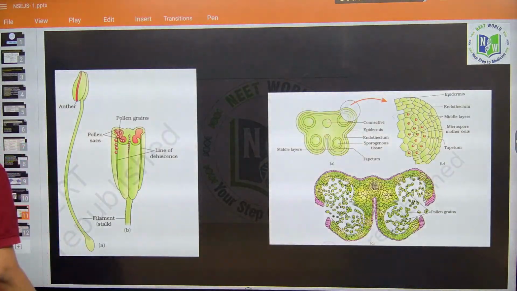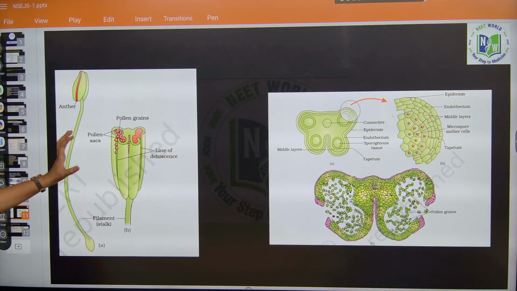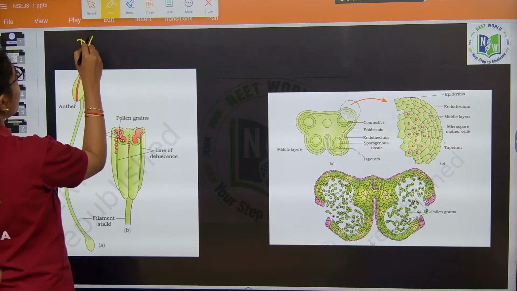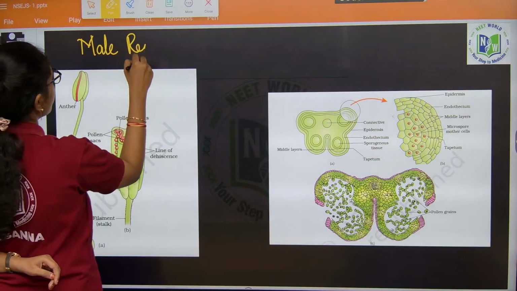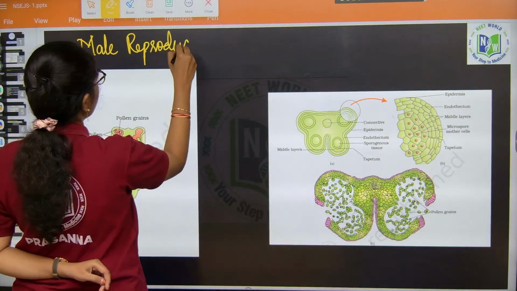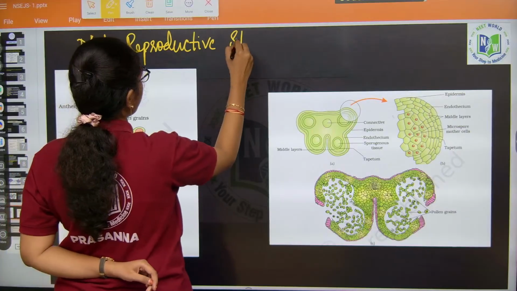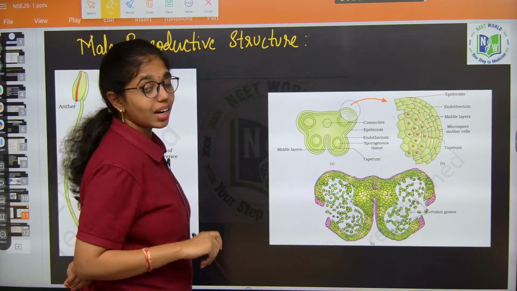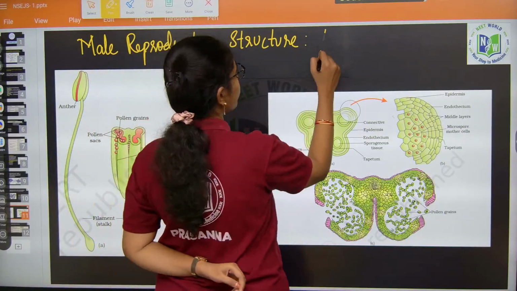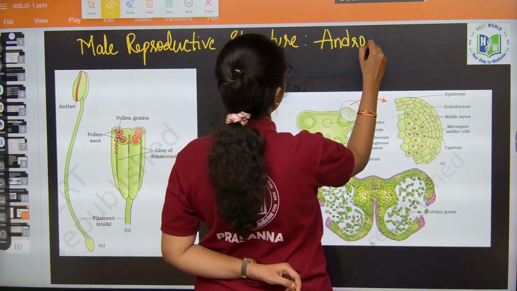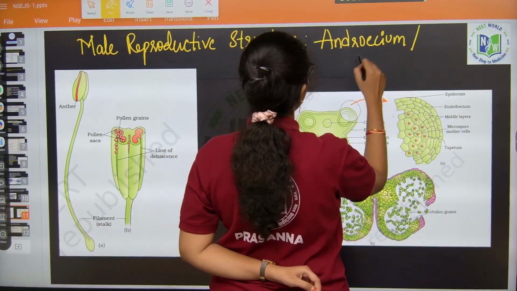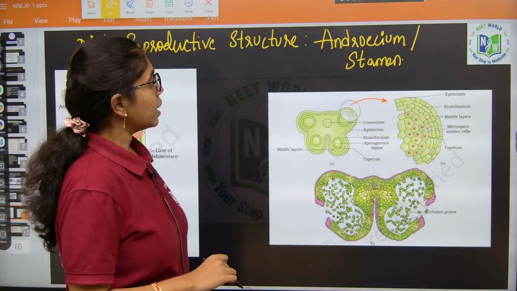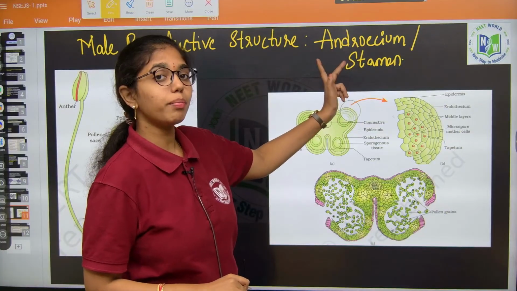So, here, this is the male reproductive structure in angiosperms. Okay. What is the male reproductive structure? Stamens or androecium. So, in most of the angiosperms, the stamens have a bilobed anther.